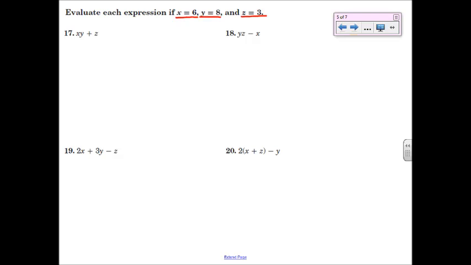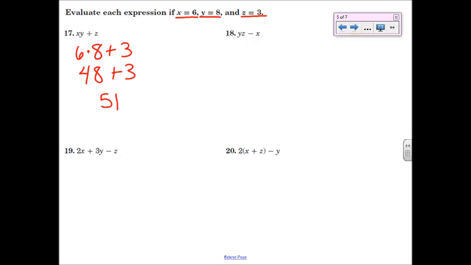So in the first one, it says x times y plus z. So x is 6 times y is 8 plus z is 3. So 6 times 8 is 48. That's my first step because I don't have parentheses, I don't have exponents, and then the next step is multiplication and division. And then plus 3, and my last step is addition, subtraction, so 48 plus 3 is 51.